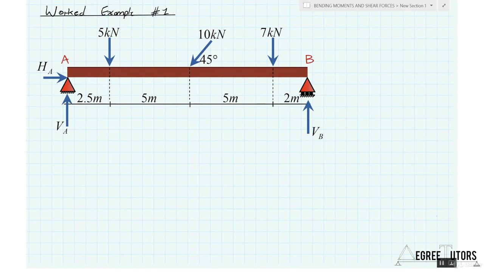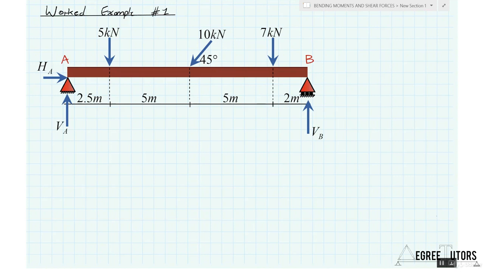The first thing to note is we have 3 unknown reactions, which is okay because we know we have 3 equations of equilibrium, so we're going to be able to solve this structure. This is a very straightforward process of just cycling down through the equations, constructing the 3 equilibrium equations, and working our way through it to solve for the unknown reactions. So we've got VA and HA and VB.